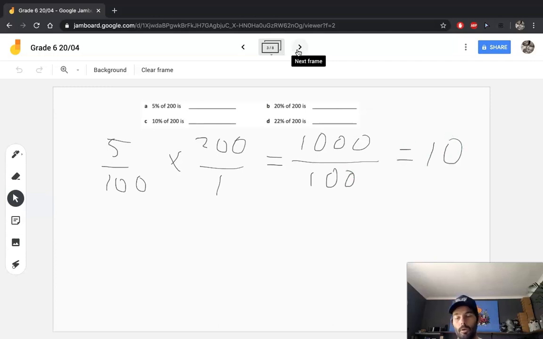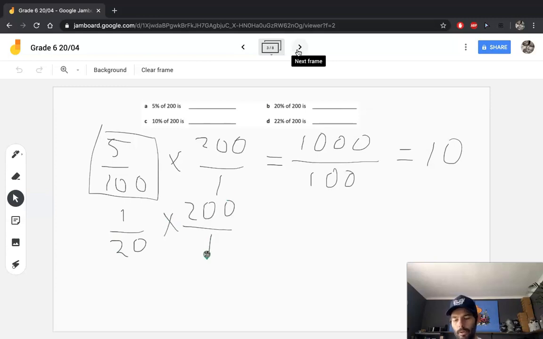We could have also simplified 5 over 100 and said 1 over 20 times 200 over 1. It would have left us with 1 times 200 is 200 over 20, and it's still equal to 10. So that would be the answer if you converted it into a fraction.